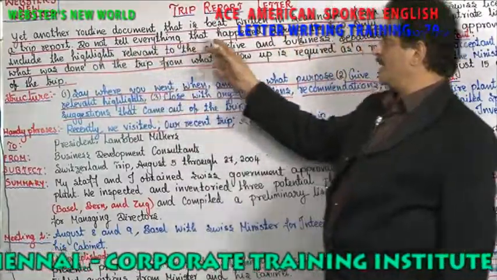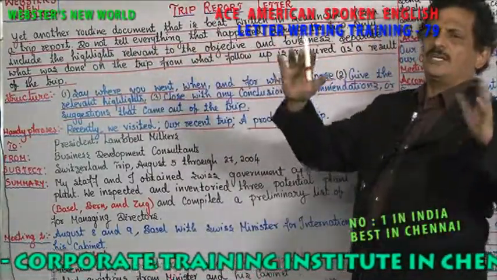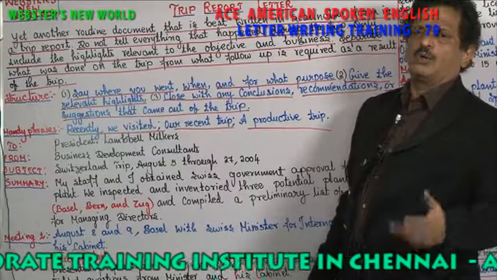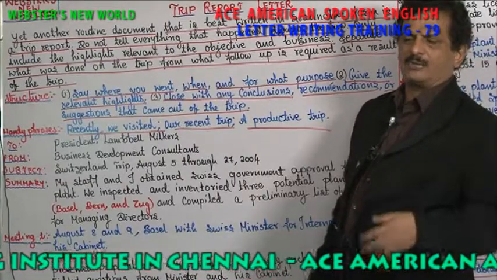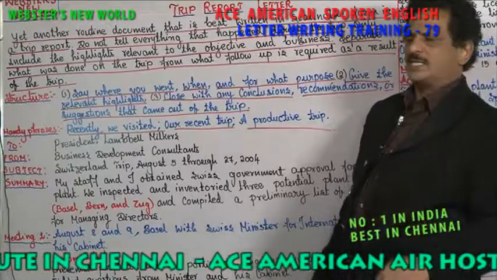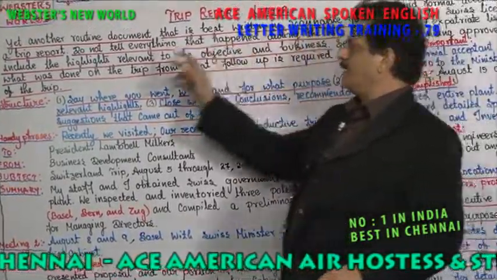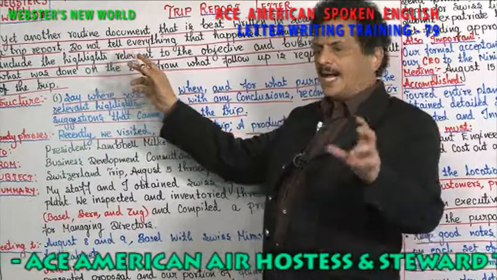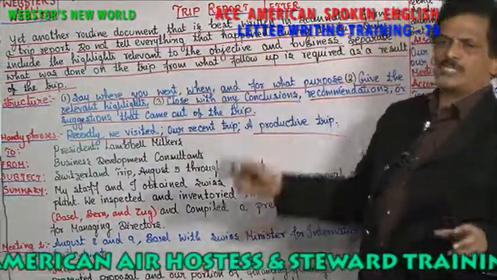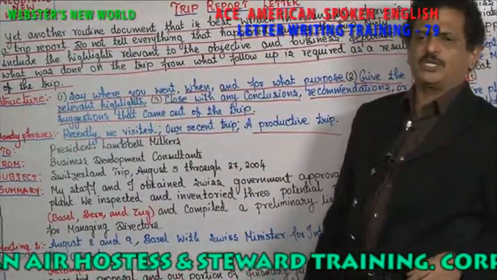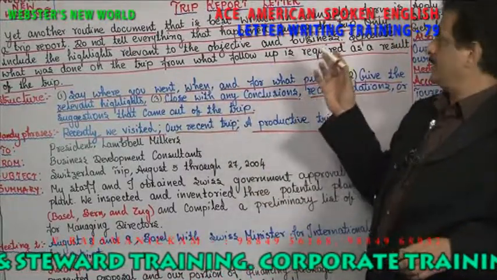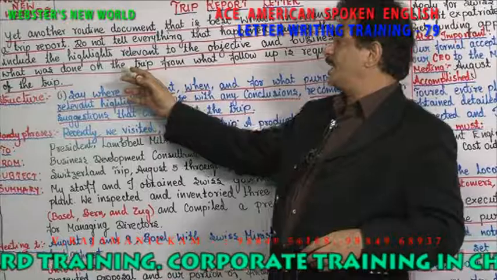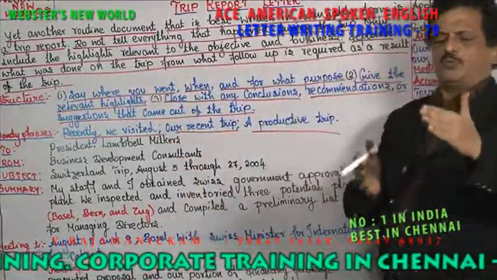So don't tell everything that happened during the trip. It is not necessary to say which hotel you went to for food, what club you went to, and what lunch you ate. That is not necessary at all. Only include the highlights relevant to the objective, the purpose of your trip, the business part you have to write in the report. Separate what was done on the trip.